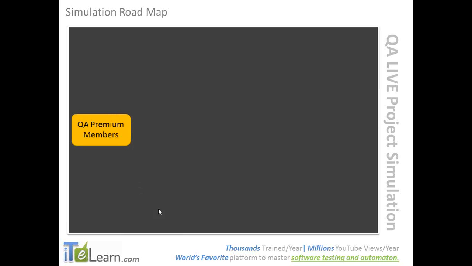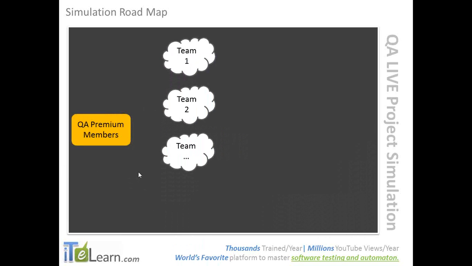The intent is that I would like to break our QA Premium members down into various teams, of probably 3 people each or 5 people each. All the ITeLearn Premium members will be broken down into different teams, each team between 3 to 5 people. Depending on the number of people, we will decide. We will try to stick with no more than 5 to 10 teams, with 5 to 10 people each.